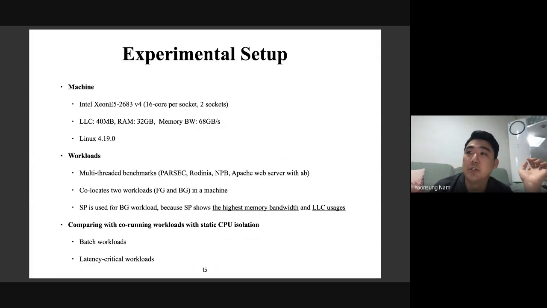We conducted some experiments to test our prototype on a 16-core multicore socket. We compared ours with a static isolation approach. We tested 2 types of multi-threaded workload benchmarks: one is batch workload, and the other one is latency critical. We used SP of NPB as a background workload because SP shows the highest memory bandwidth and LLC usage.